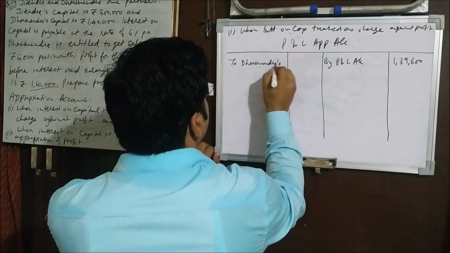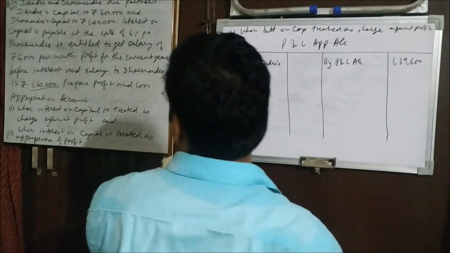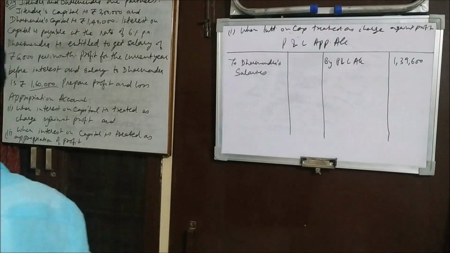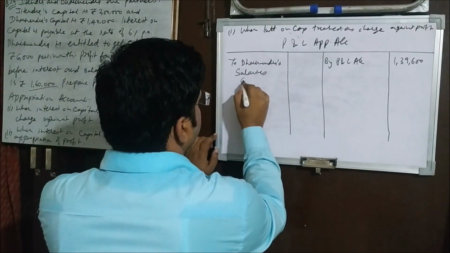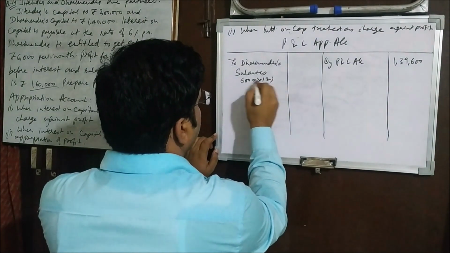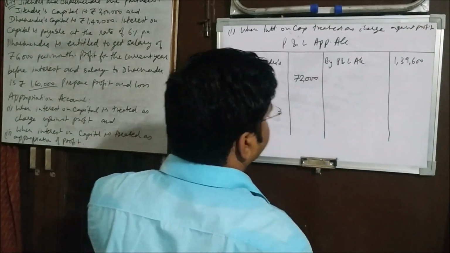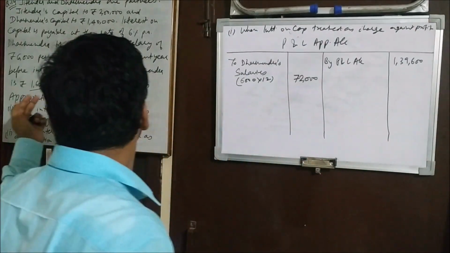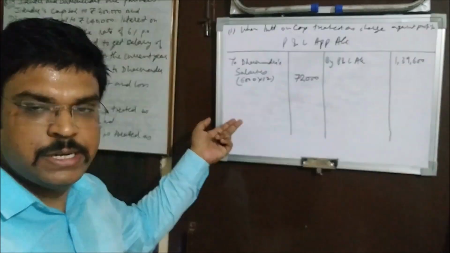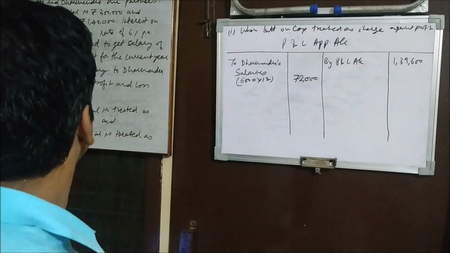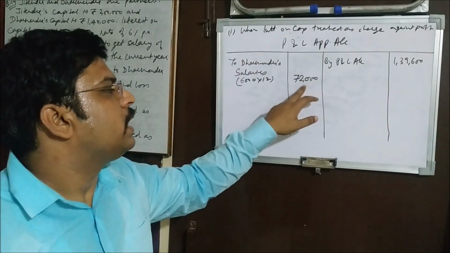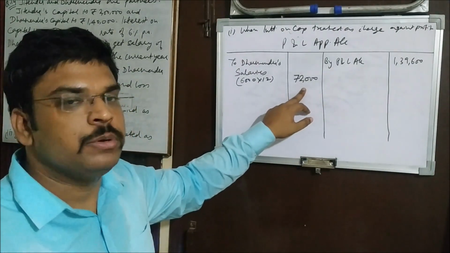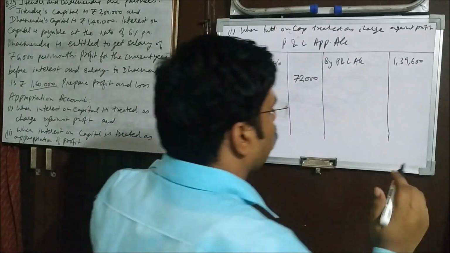1,39,600 to Dharmendra's salary. So how much salary is Dharmendra getting? Dharmendra is getting 6,000 per month. Okay, so 6,000 multiplied by 12 is 72,000. Now, if any other item was there, we would debit it here, but no item is there. Interest on capital already has been treated. Okay, so after deducting this, whatever amount is left will be divided between the partners. So let's see what is the amount.